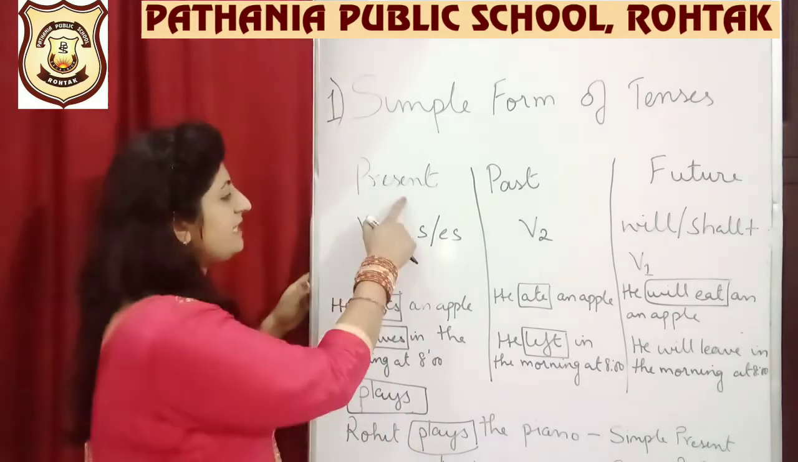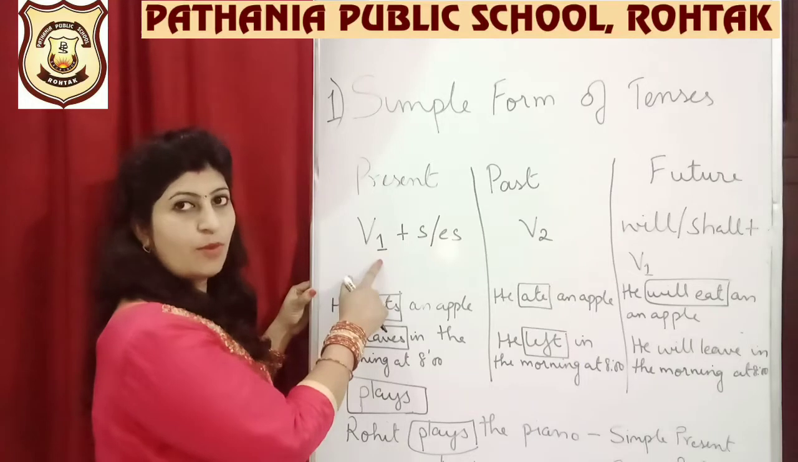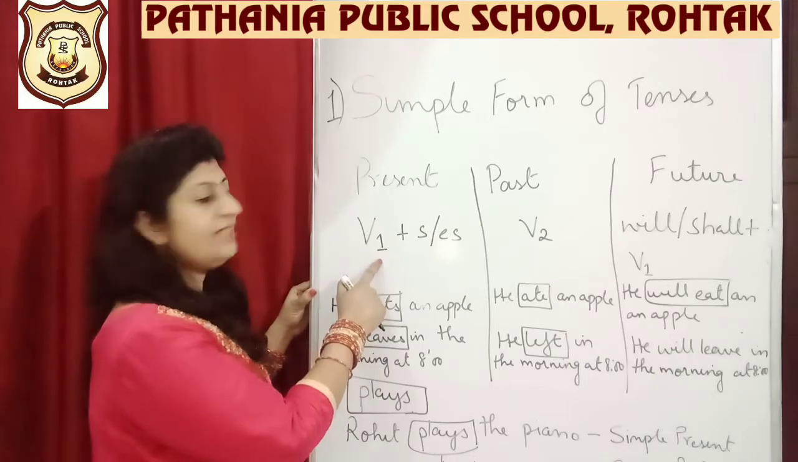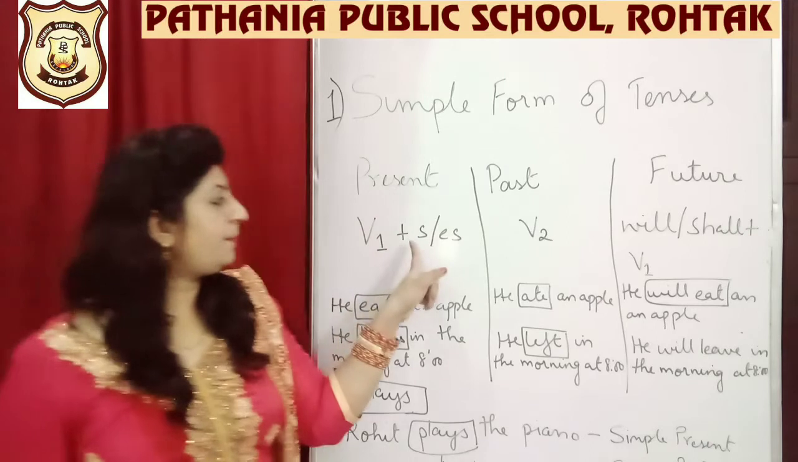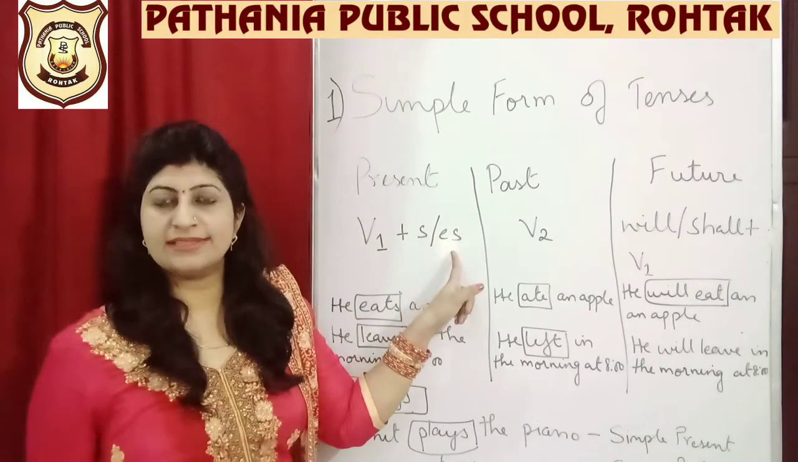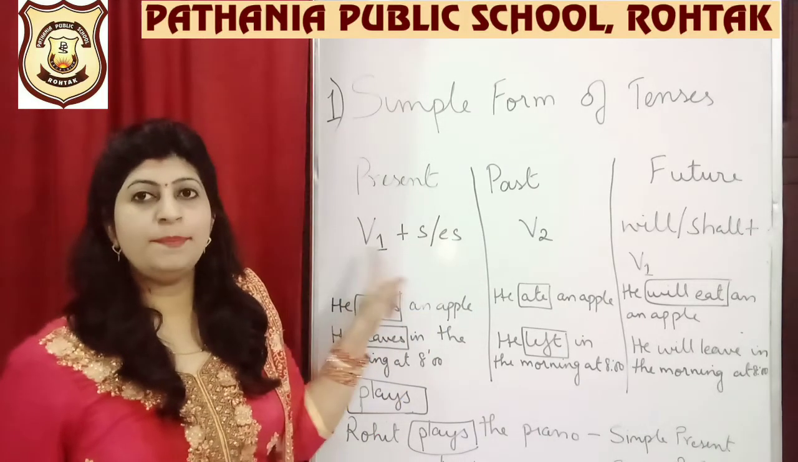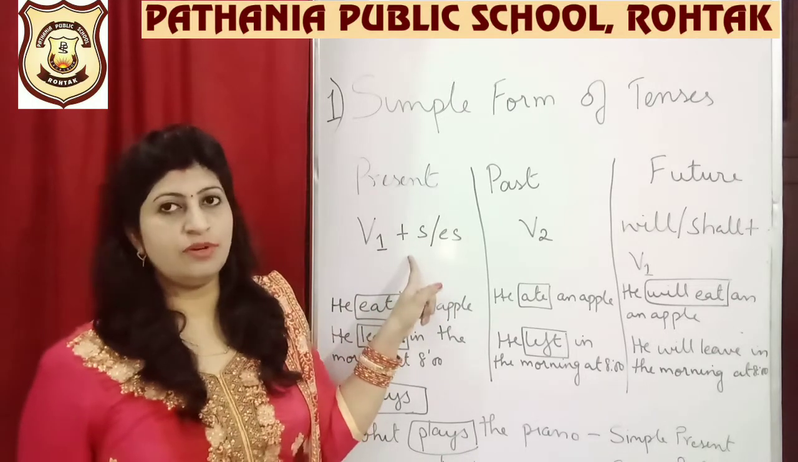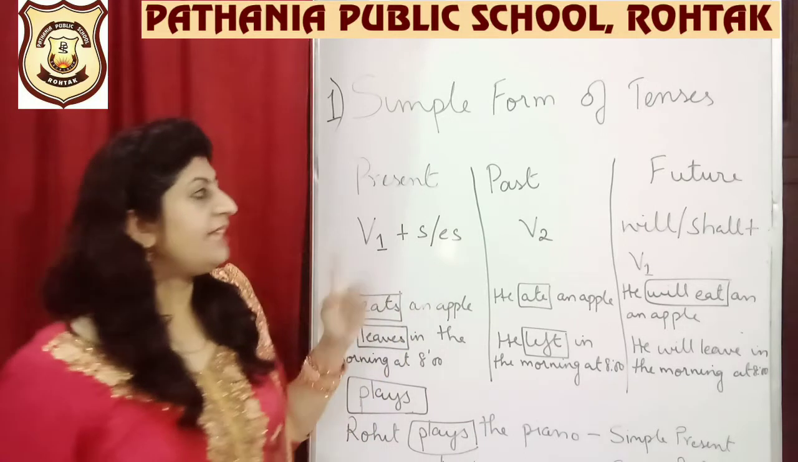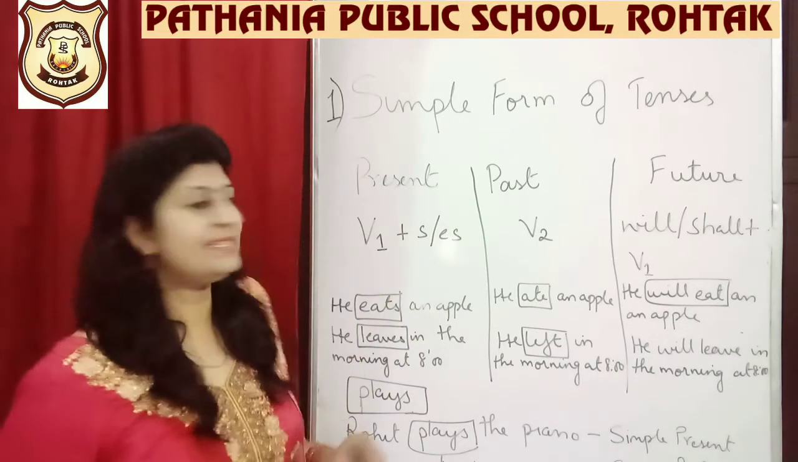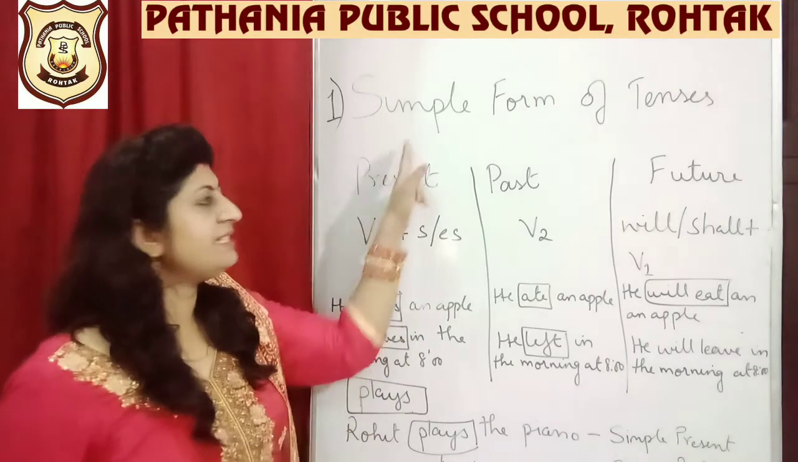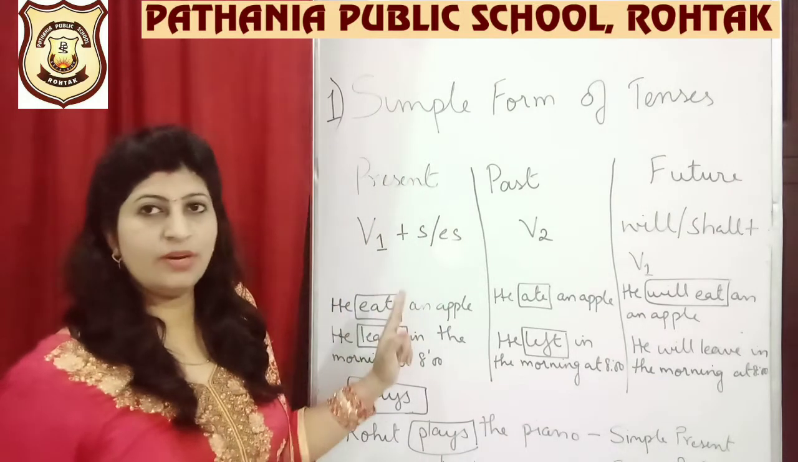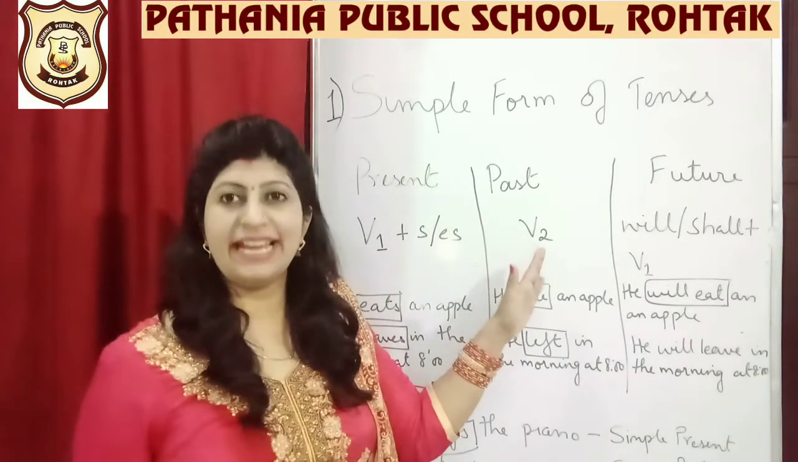So in present tense, we use the V1 form of the verb, and along with that, we use s or es. So what is the rule? V1 plus s or es. This is what you have to remember. Then how to remember past tense? Present tense, you can see, is in the first column. Past tense is in the second column.